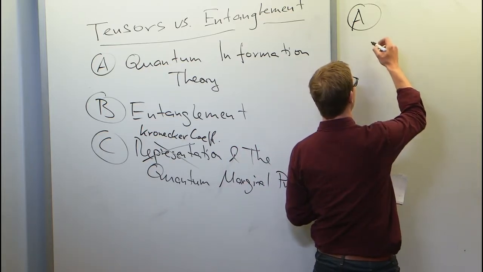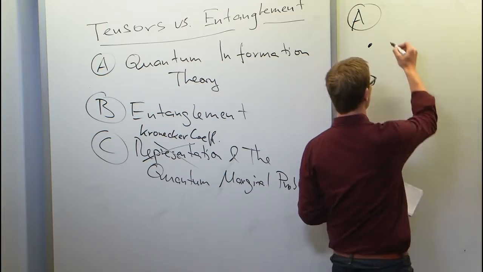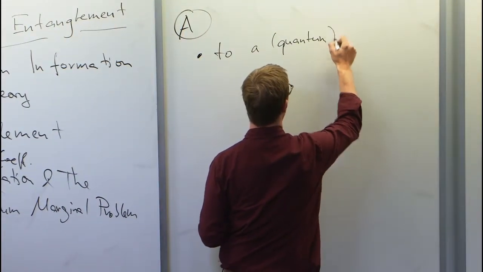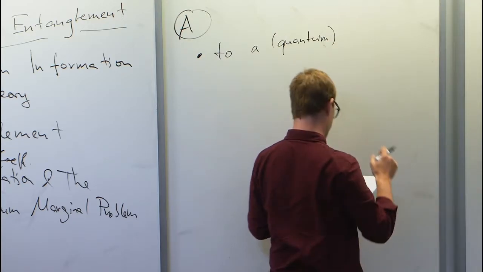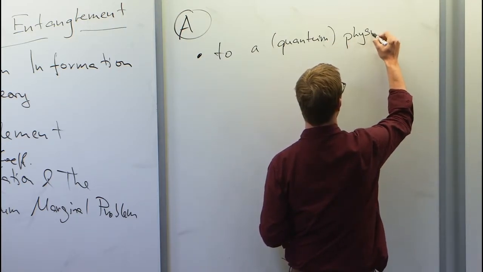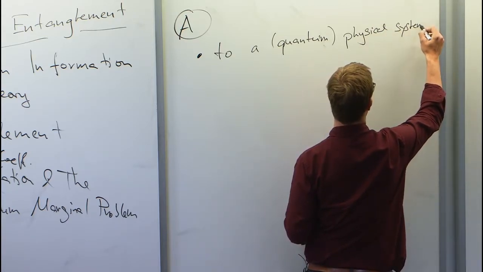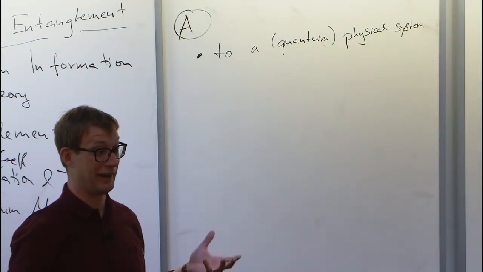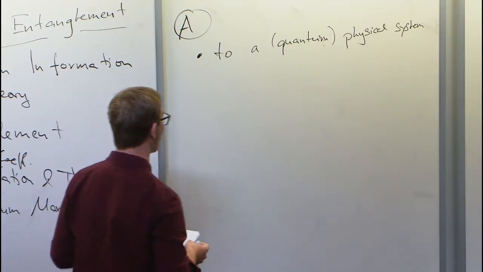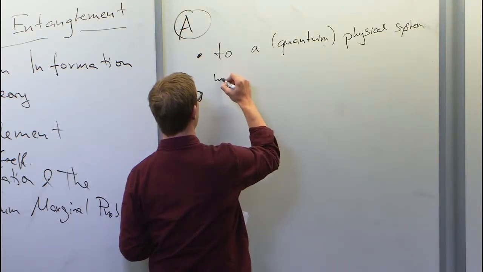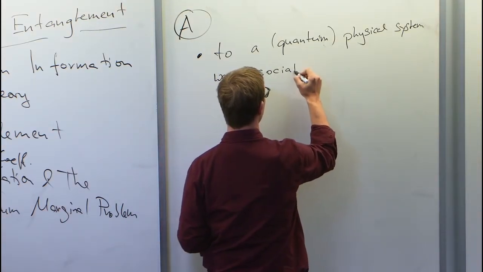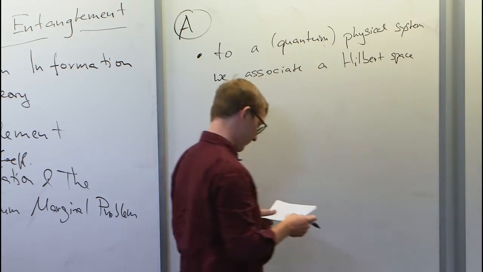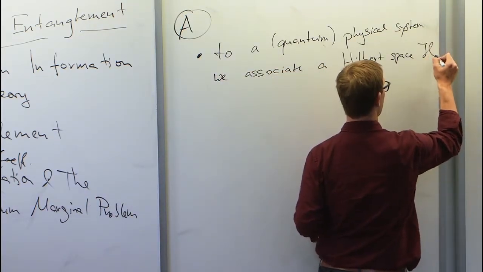So there are some axioms, if you want. To a quantum physical system, whatever that is, you may think of an atom, a proton, a brain, everything is a quantum system. So to every quantum system, we associate a Hilbert space, and we denote the Hilbert space by H.